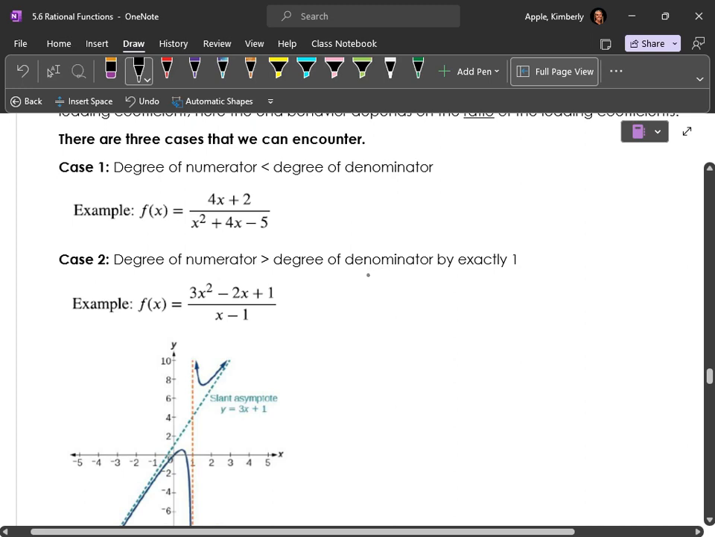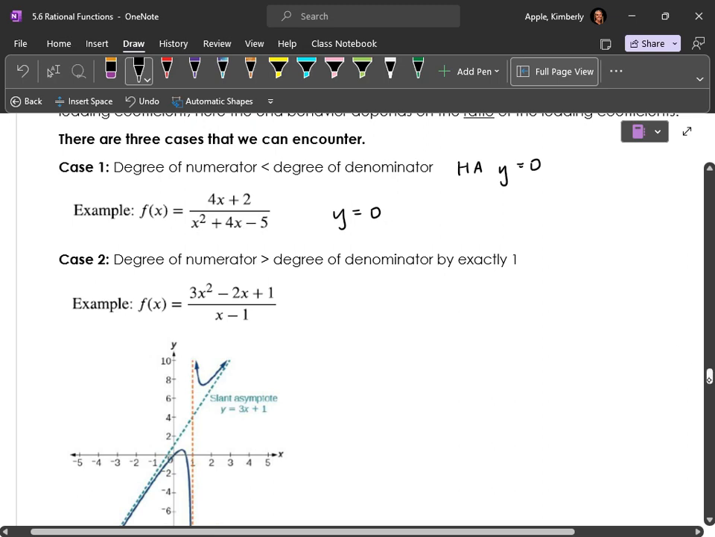Case number 1: the degree of the numerator is less than the degree of the denominator, and in that case, you're going to have a horizontal asymptote at y equals 0. Notice this is degree 1, this is degree 2. It's bigger on the bottom, so that's a y equals 0 horizontal asymptote.